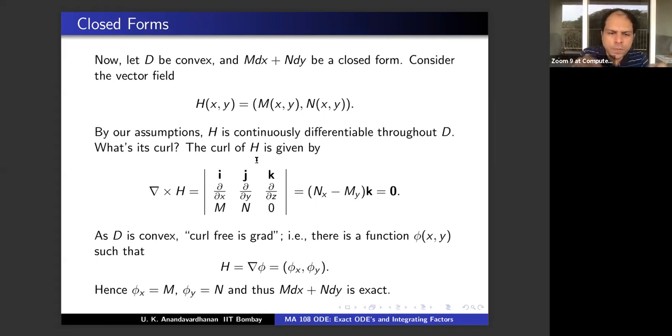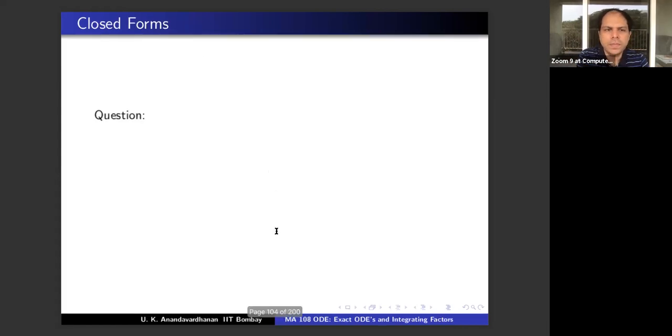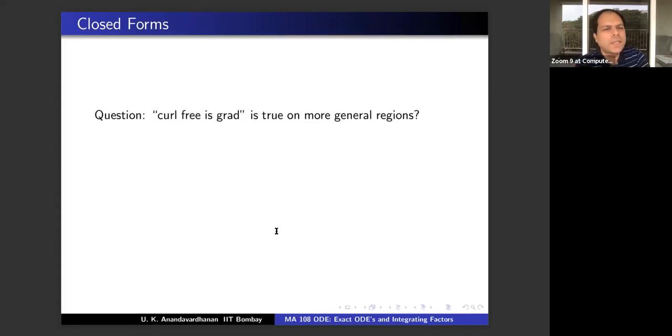So what is not proved right now? Proof of this, right? Curl free is grad. So that I had asked as a question. Let me ask this question. We have not shown, we have recalled that on convex domains, this is true. But is this true for more general regions? Something need not be convex, but still it is true.